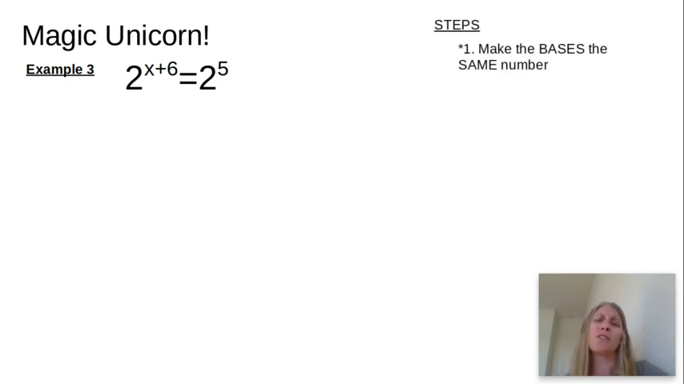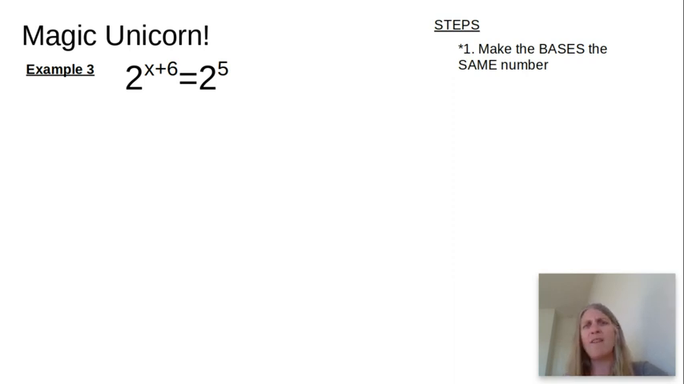The first thing that we're going to do is make sure that the bases are the same number. In this case, we can already see that our bases, our big numbers, are both the same. They're both 2. That's why it's an asterisk step: sometimes we do it, sometimes it's already done for us and we don't have to.